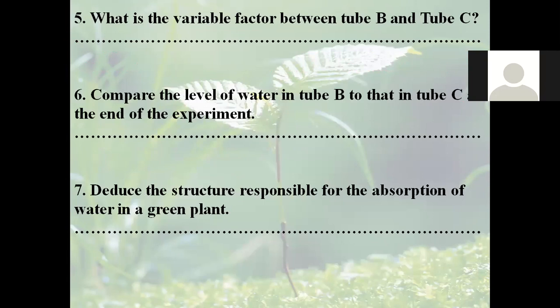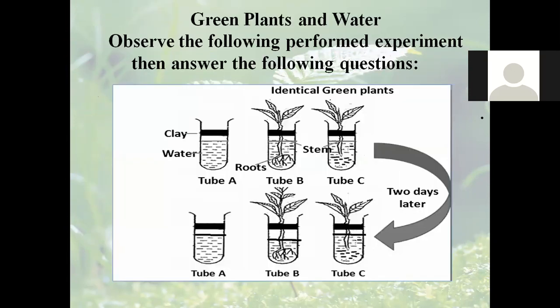Compare the level of water in tube B to that in tube C at the end of the experiment. Here in the comparison, you should include the variable factor. Pay attention, tubes B and C. I didn't mention A.